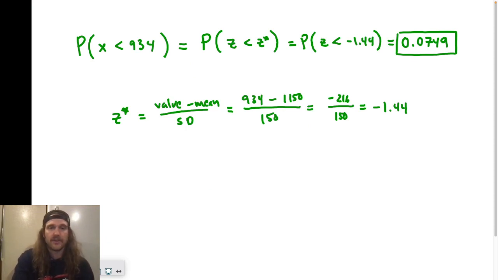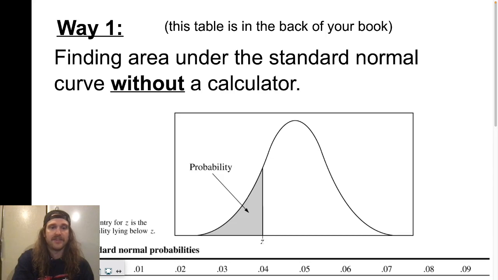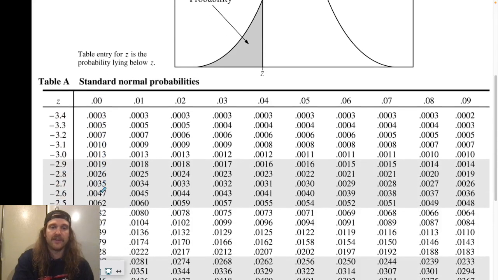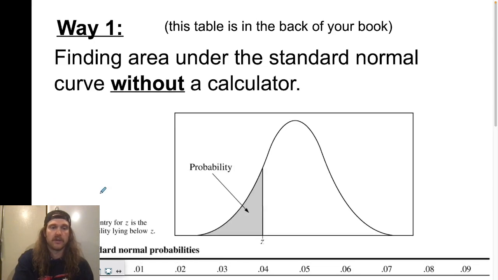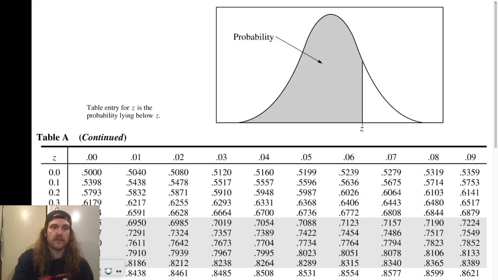Okay, well, it turns out there's a much easier way to do it. So the calculator can do this instantly. We don't have to use a table. We don't have to calculate a z-score. So let's do it the easy way.